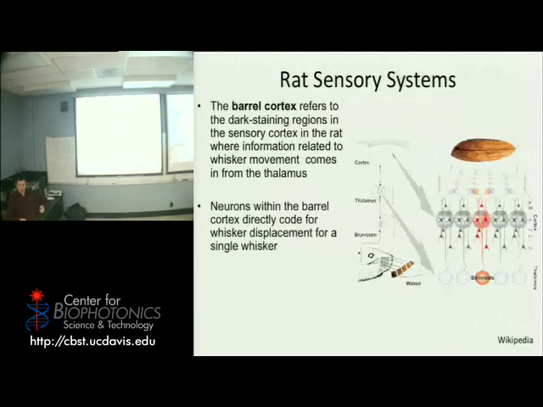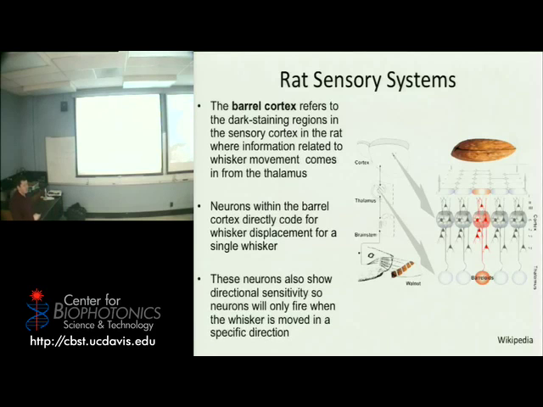These neurons that are in these barrels respond specifically to whisker displacement for one whisker. So this cell will only respond if this whisker is moved. And furthermore, there's directional sensitivity. So some of the neurons, it's not just when this whisker moves, it's when this whisker moves this way or this whisker moves that way. And that's how they use their whiskers and how cats use their whiskers to navigate.